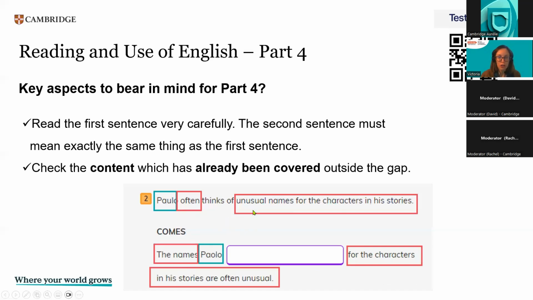Okay, so unusual names, we've got names, unusual, characters in his stories, Paolo is also here, often. So really what is missing is "thinks of". And then you have the keyword that you mustn't change. So what do you think would be the correct answer for this gap?